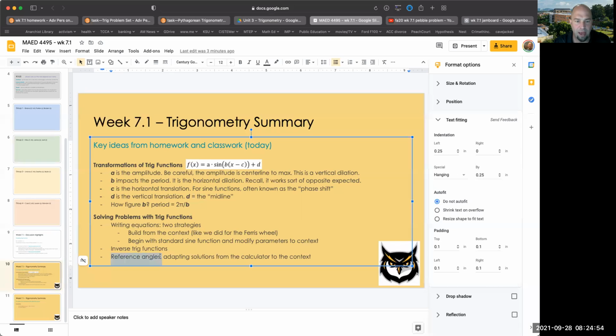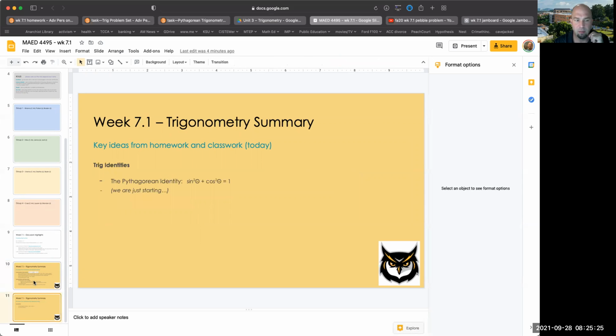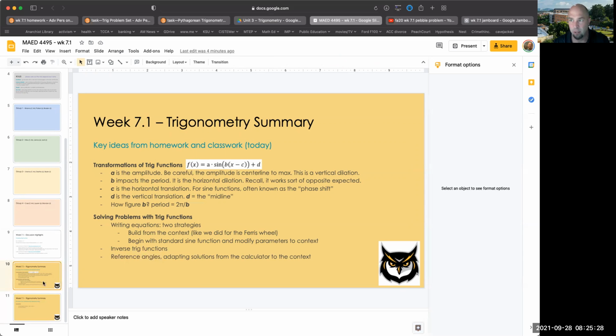And I want to remind you that when your calculator spits out an angle, a result for sine or tangent or cosine, be thoughtful about the meaning of that value. If you're getting a positive result and expected a negative, interpret that. Always adapt the solutions that your calculator is spitting out to the context. Think about what that means in the context, and you'll start seeing more precisely what reference angles are about. I believe the reading in the textbook will say more about that at some point.